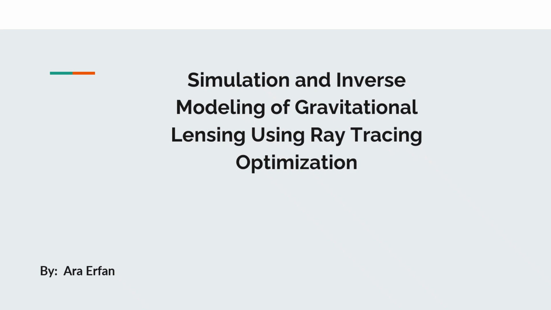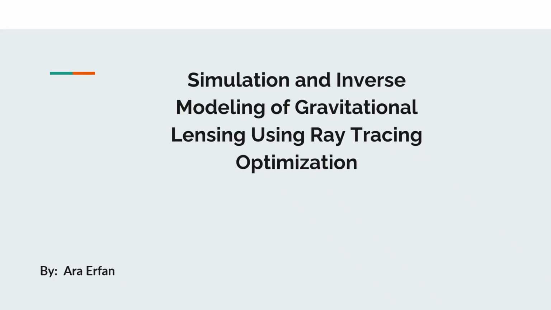My name is Ara Erfan, and this is going to be my project for 2CM4 on simulation inverse modeling of gravitational lensing using ray tracing optimization. So, modern telescopes like JWST capture incredibly detailed images of gravitational lensing, but these images don't directly tell me what caused the lensing. They only show how light has been distorted.